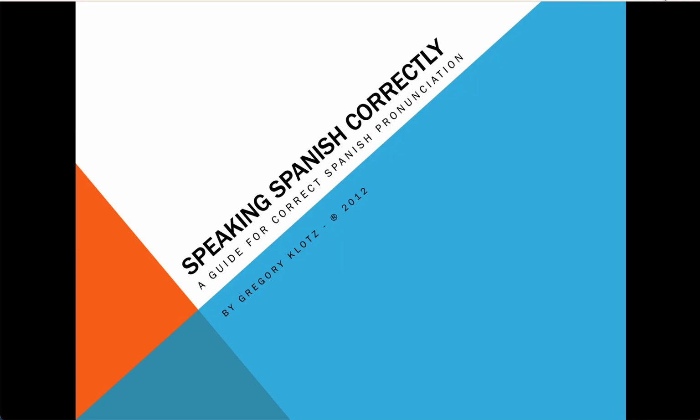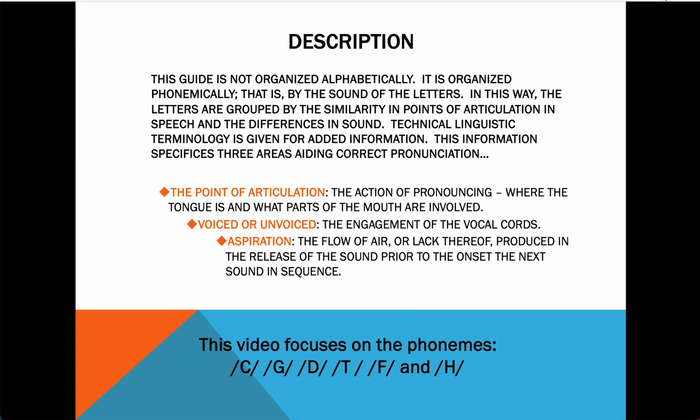Speaking Spanish correctly. A guide for correct Spanish pronunciation. This guide is not organized alphabetically. It is organized phonemically, that is, by the sound of the letters.